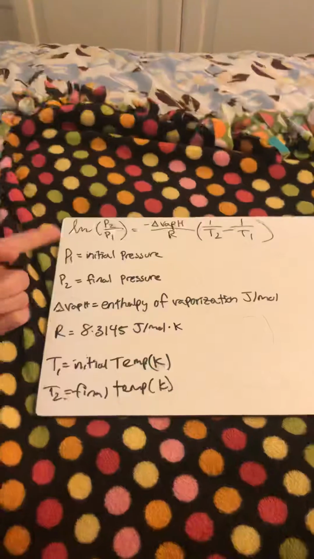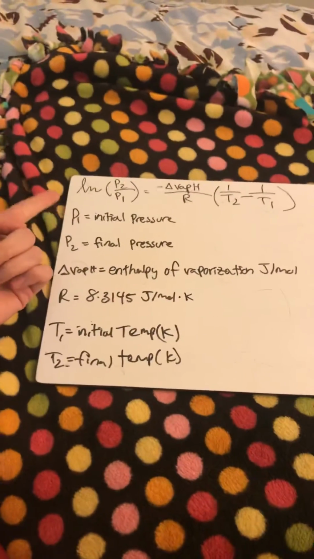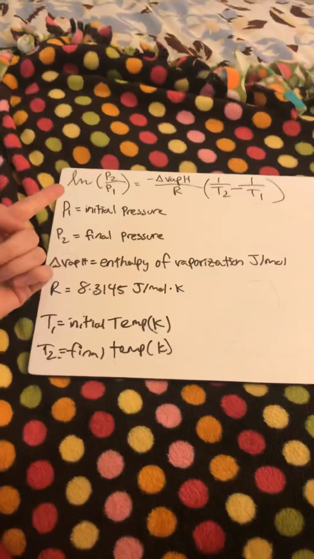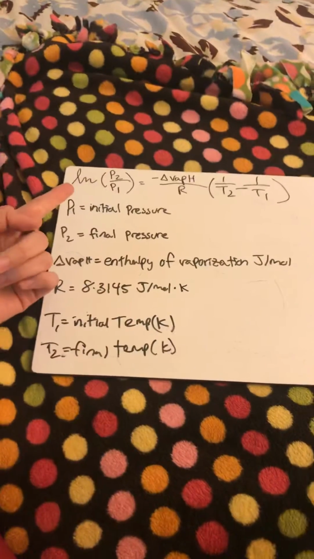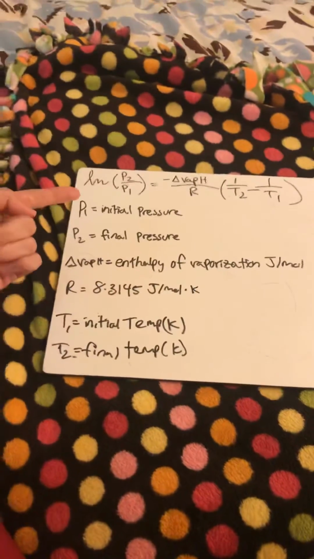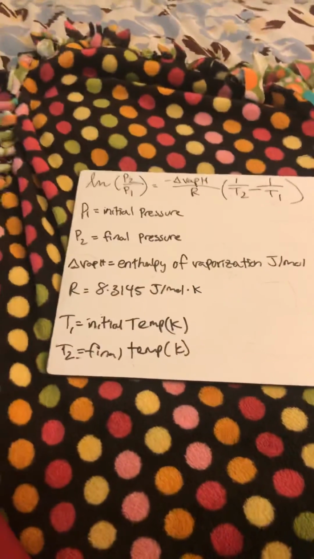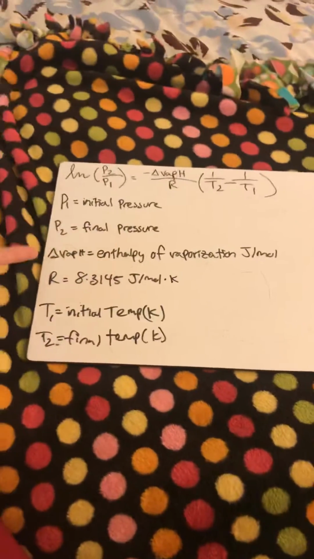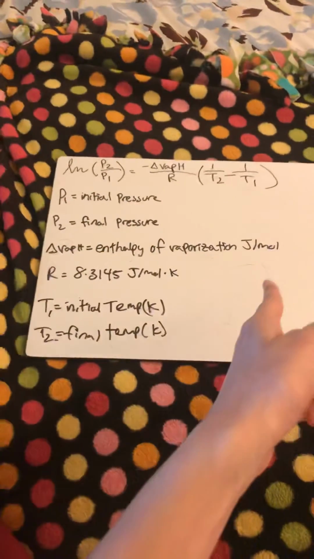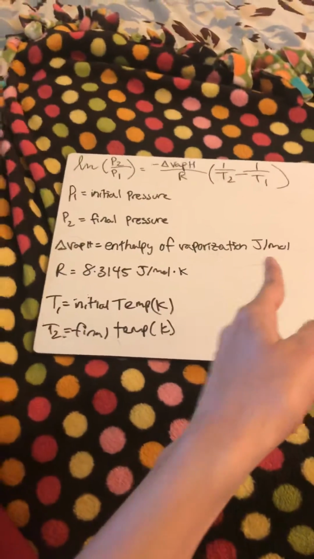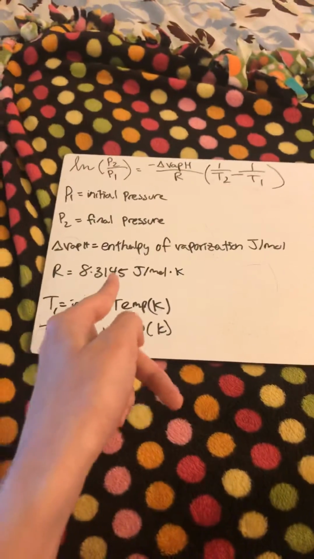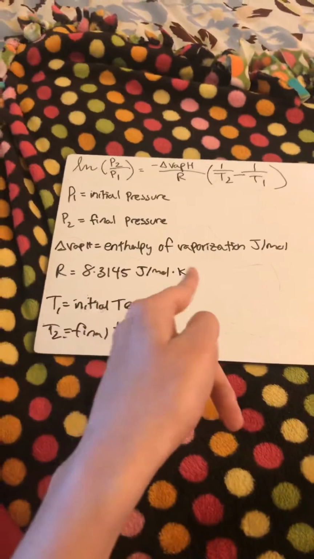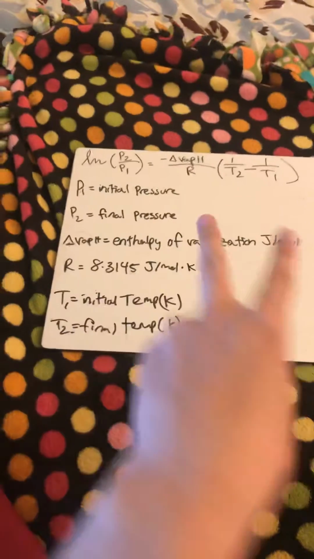So this is a general format right here, or general equation, and it could be rearranged or manipulated in different ways depending on what you're trying to solve for. But the variables will always be the same. So P1 will always be initial pressure, P2 will always be final pressure, delta vaporization H is enthalpy of vaporization in joules per mole. This needs to be joules per mole because the constant 8.3145 joules per mole times Kelvin needs to be the same.